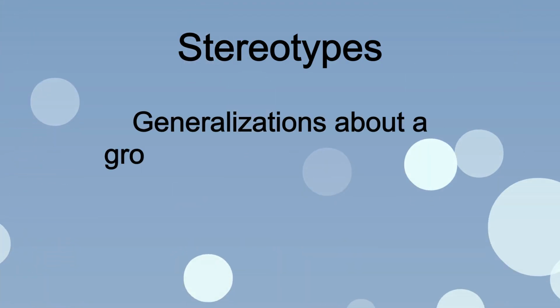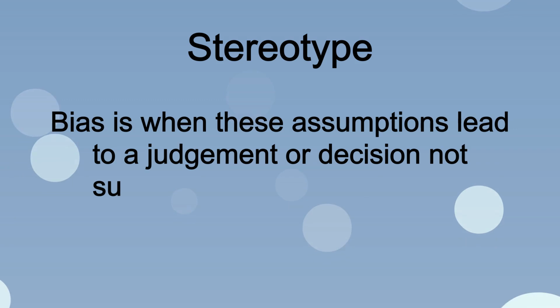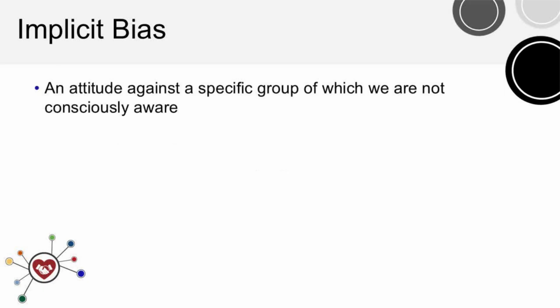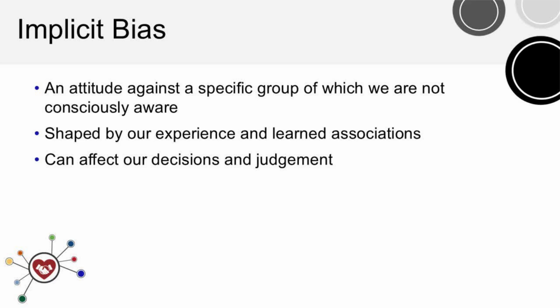Stereotypes are generalizations about a group or individual based on our assumptions. Bias is when we act on these assumptions, even when they are not supported by fact or evidence. Implicit bias, sometimes called implicit prejudice or implicit attitudes, is a collection of associations that emerge automatically or unconsciously when we encounter an individual or group. Implicit biases are formed over our lifetime. They can lead us to associate negative or positive stereotypes with certain groups, and this can affect how we interact with them, decisions we make about them, and how we treat them.